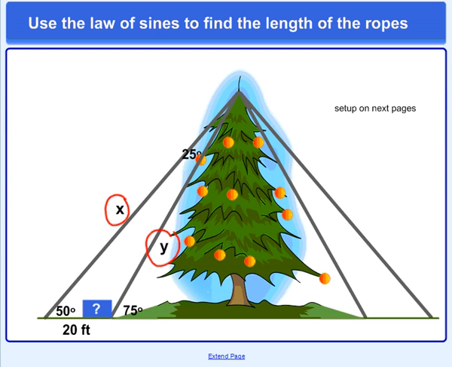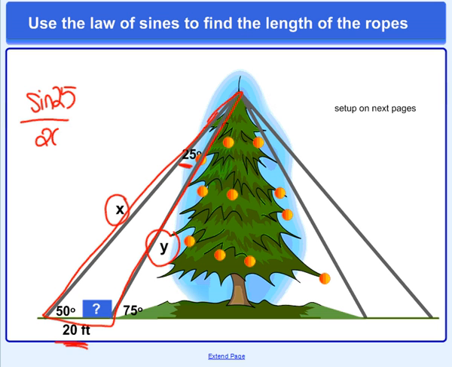Okay, so we're given two angles within this triangle. But in order to use law of sines, we need to have, what do we need to have? Okay, so we're given this side here, which is across from this angle, so that's perfect. So we know we have sine of 25 across from 20. And that's going to be equal to, if we want to find x first, this angle, which we don't have currently, across from x.